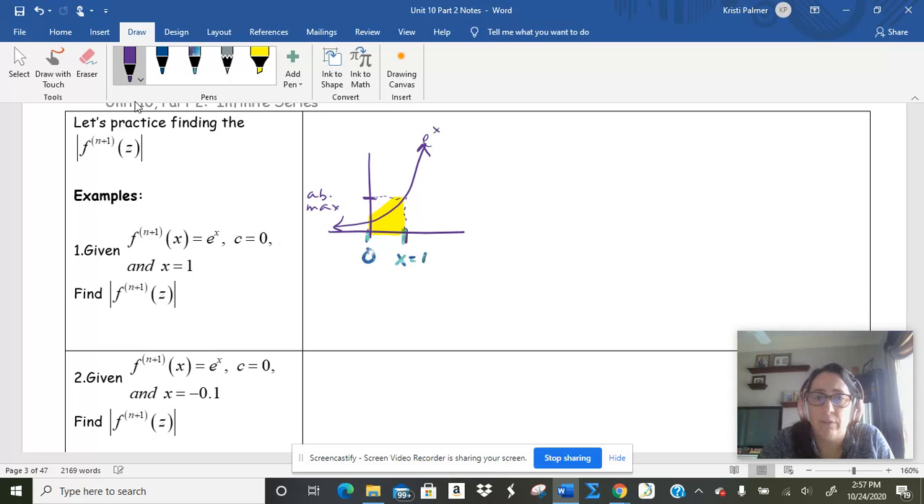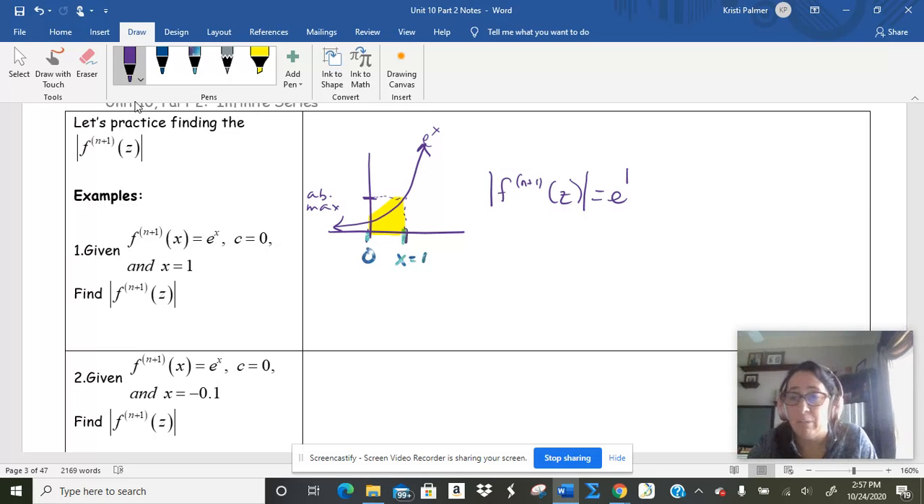Remember, this was the graph of e to the x. So what is the absolute max? That f to the n plus 1 of z is equal to e to the first. Well, if we knew all of the e's and everything, then we just might as well have started with that. So e, remember, is this irrational number. It's not very fun to work with. We'd still have to approximate it.